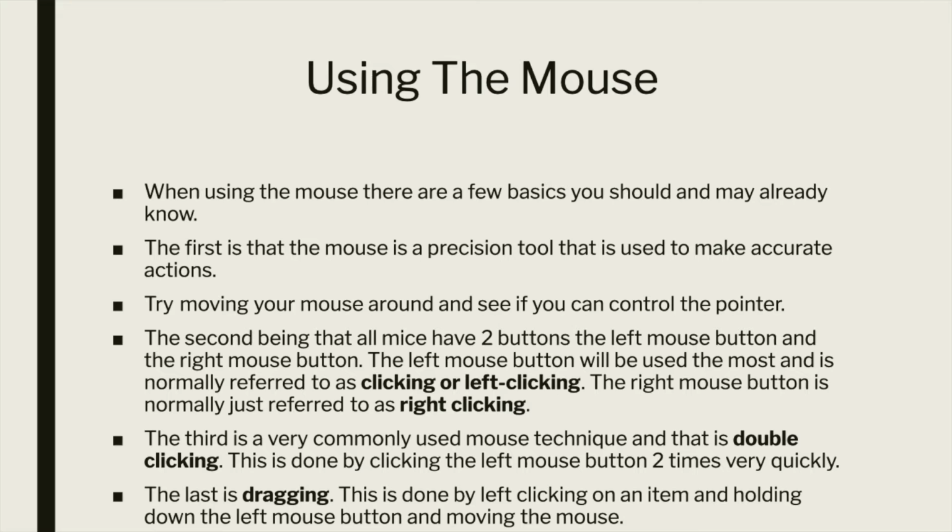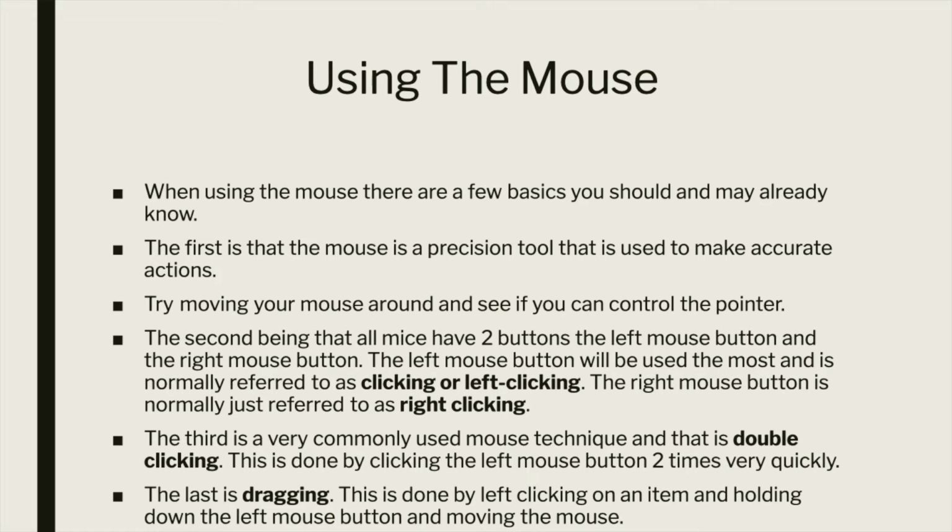The first is that the mouse is a precision tool. It is used to make accurate action. So, as you can see right here, I'm wiggling my mouse. Everybody can do this right now if you want. Just wiggle it around and it is moving. The second being that all mice have two buttons, the left mouse button and the right mouse button. The left mouse button you will probably use more than you use the right. When referring to the left mouse button, it can also be called clicking or left clicking. The right mouse button is typically only known as right clicking.